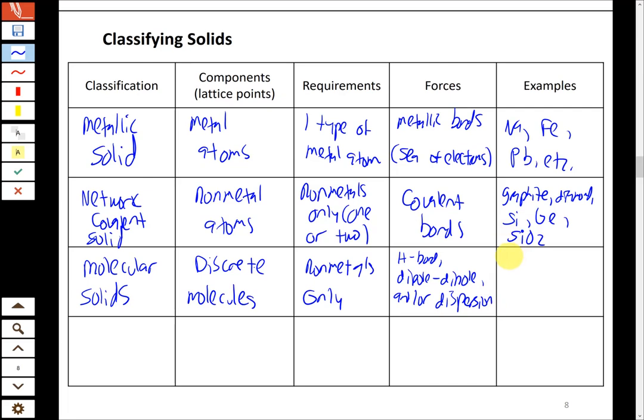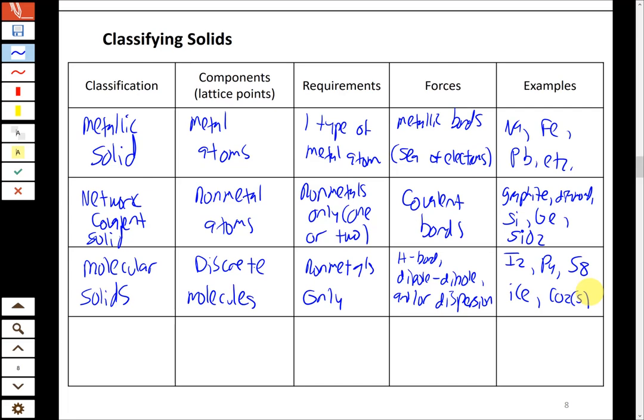And so examples are, again, a lot of nonmetal elements that would form solids that are molecular in nature. So I2, P4, S8, ice, solid CO2, dry ice. So basically any covalent compound or any molecular element, once it's in a solid form, would be classified as a molecular solid. And again, the key there is that the only force holding the molecules together in the solid are the intermolecular forces between the individual molecules.